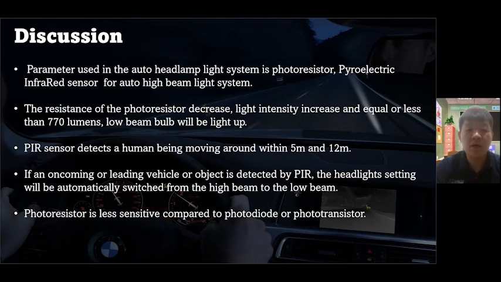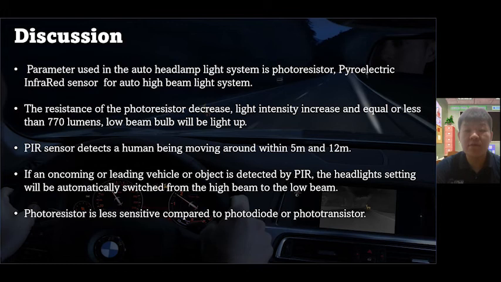The components used in the auto headlamp light system are a photoresistor and a pyroelectric infrared sensor for the auto high beam light system. The resistance of the photoresistor decreases as light intensity increases, and at equal to or less than 770 lumens, the low beam bulb will light up. The PIR sensor detects a human being moving around within 5 to 12 meters. If an oncoming or leading vehicle or object is detected by the PIR, the headlight setting will automatically switch from the high beam to the low beam.